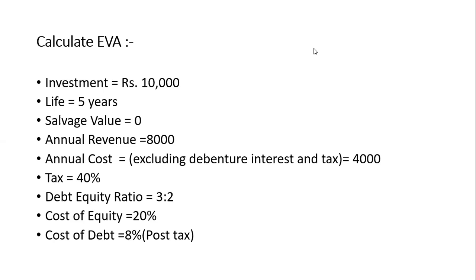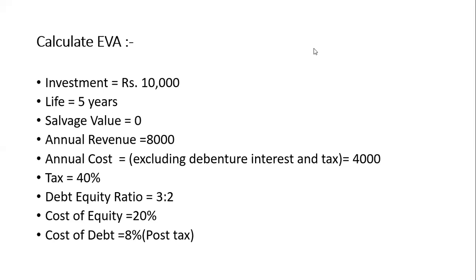Economic value added. Economic value added is a performance measurement of a company: the net operating profit, EBIT minus tax on EBIT, and we take the cost on capital employed. This will help us find the difference between the cost and the profits. That is economic value added.